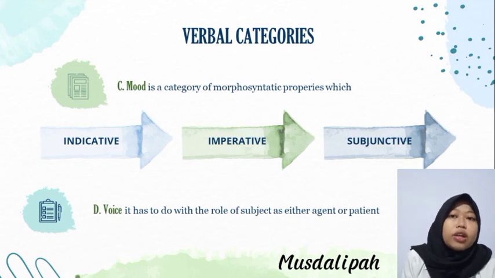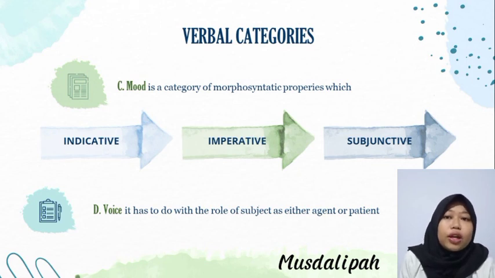And D is voice. Voice has to do with the role of the subject as either agent or patient. It is the way in which a language expresses the relationship between a verb and the noun phrases which are associated with it. Two sentences can differ in voice and have the same basic meaning.